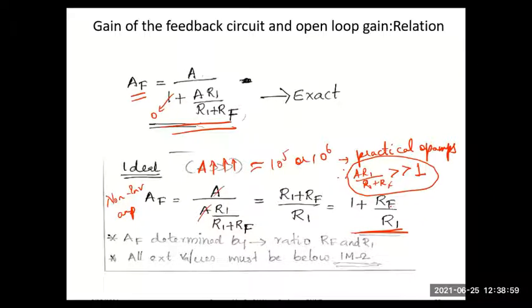One more thing you should remember in all op-amp circuits: for better functioning, we try to choose the external resistors within less than 1 mega ohm.